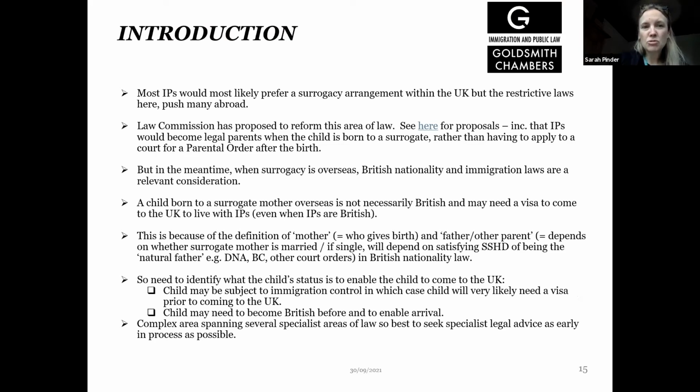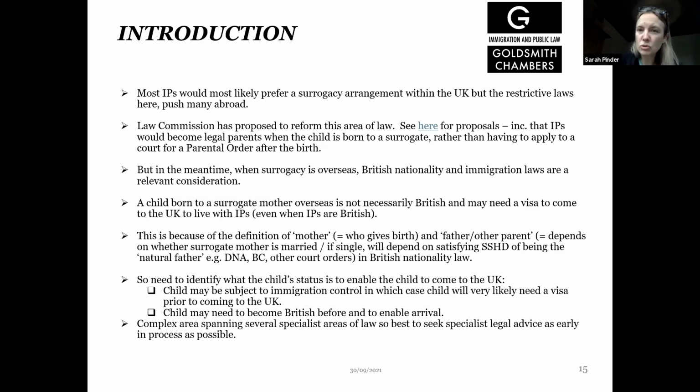So in terms of introduction to the nationality and immigration section of this talk, I've just set out here a bit of background at the start of the slide that you can delve into in more detail yourselves. But effectively, what I want to stress is when you come to arranging for your child to come back to the UK, if it is an overseas surrogacy, you need to consider the immigration implications of that and the nationality implications of that.